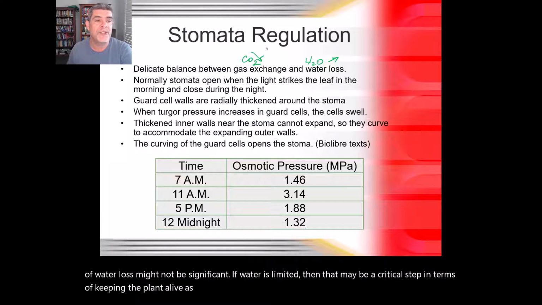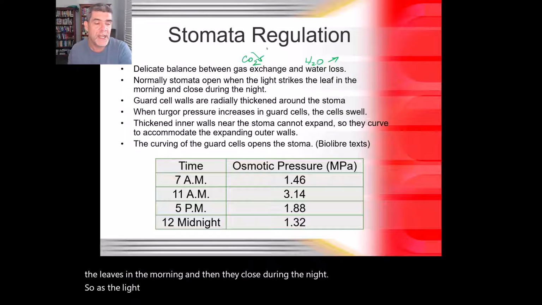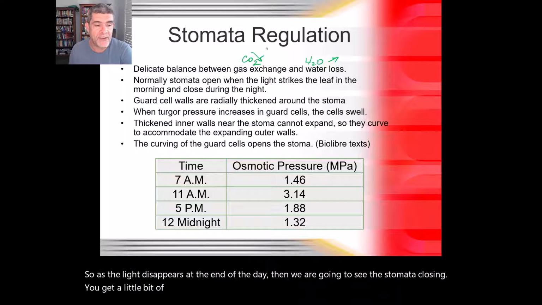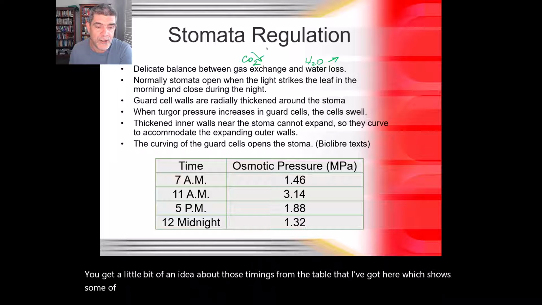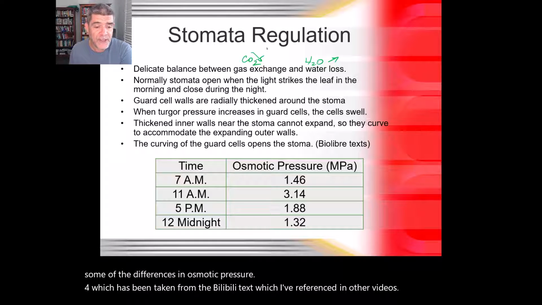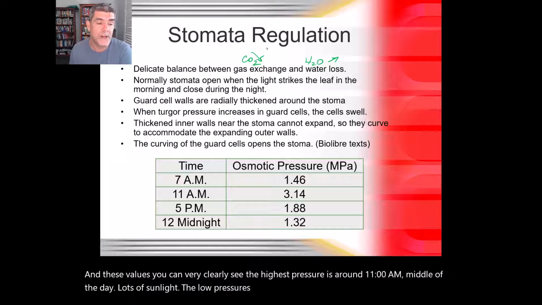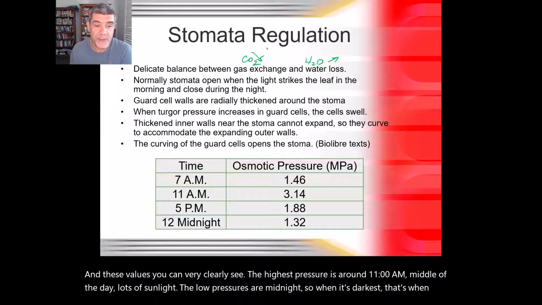As a general rule, the stomata usually open when the light strikes the leaves in the morning, and then they close during the night. So as the light disappears at the end of the day, we are going to see the stomata closing. You get a little bit of an idea about those timings from the table that I've got here, which shows some of the differences in osmotic pressure, taken from the BioLibre text, which I've referenced in other videos. And these values you can very clearly see. The highest pressure is around 11 a.m., middle of the day, lots of sunlight. The low pressures are at midnight, when it's darkest.